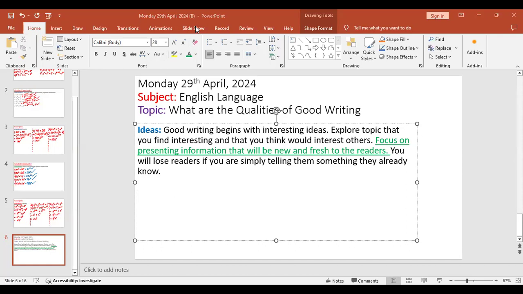So I need Aliana, can you read the first paragraph on ideas? Where's Aliana? Aliana, are you there? I can't hear from Aliana, so I'm going to ask Ricardo to read the first paragraph on ideas.